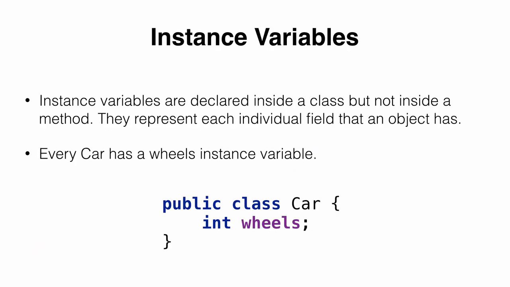Here we have instance variables. Instance variables are declared inside a class. So here we have car, and then we just have int wheels. These are defined or declared inside a class, but not inside a method. They represent each individual field that an object has. So our object could be a car. We could initialize a new object called car, and then we have this instance variable, which is our wheels. Every car has wheels, so every car will have an instance variable in this case.